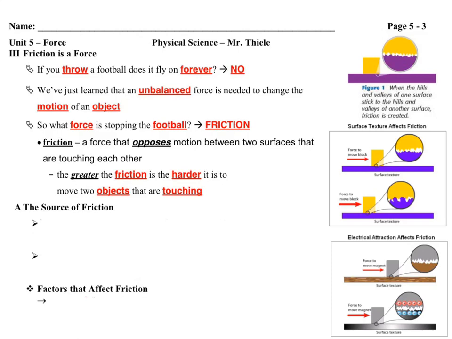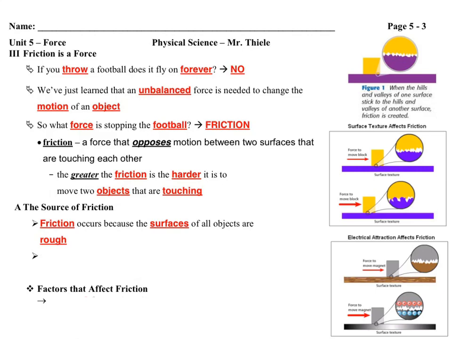So two objects that are touching each other, the greater the friction is, the harder it is to move those objects past each other. Well, we talk about what causes friction, and this is a little more complex than what we're going to talk about, but the reason that friction happens is because the surfaces of all objects are rough.